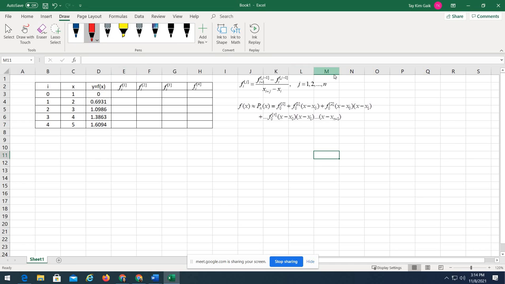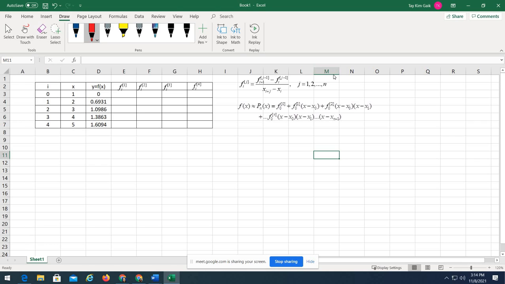Normally the general formula for Newton divided difference will be Fi superscript j equal to Fi plus 1 j minus 1 minus Fi j minus 1, divided by Xi plus j minus Xi. It means the current Newton divided difference depends on the previous level of the Newton divided difference. That's why you see the superscript. You want to calculate Fi at level j, which depends on the level j minus 1, and then you calculate at row i.